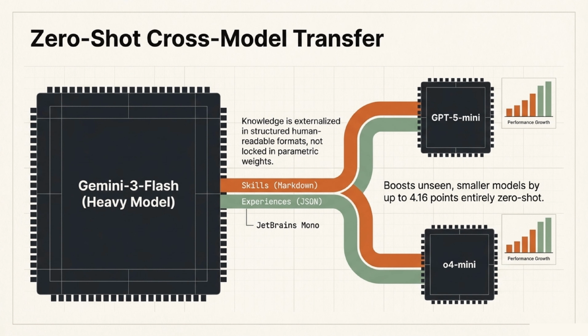Another massive breakthrough is zero-shot cross-model transfer. Because XSKILL externalizes knowledge into structured, human-readable formats, Markdown for skills and JSON for experiences, it isn't locked away inside parametric weights. This means a heavy model like Gemini 3 Flash can do the hard work of learning and instantly transfer that knowledge to unseen, smaller models like GPT-5 Mini or O4 Mini, boosting their performance entirely zero-shot.